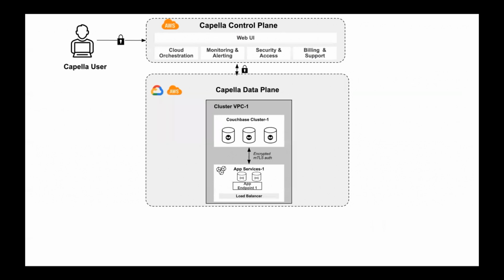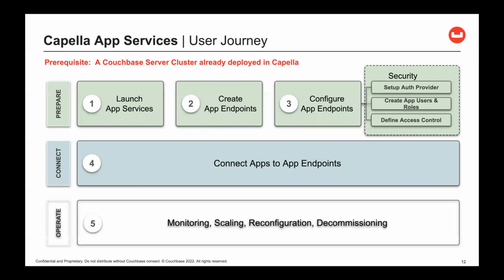So again, a quick look at where we are in terms of the deployment. We have your app service and we have set up the app endpoint. So the next step is to connect applications to the app endpoint. And for this, we are going to use the Couchbase Lite iOS application that we downloaded earlier. And we are going to set it up to connect and sync data with the app endpoint.